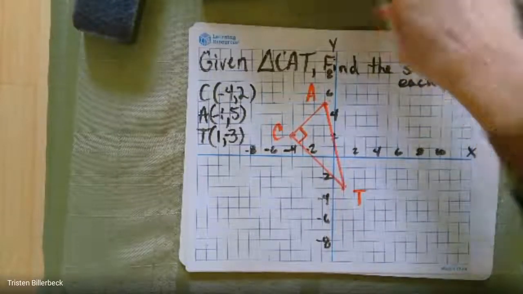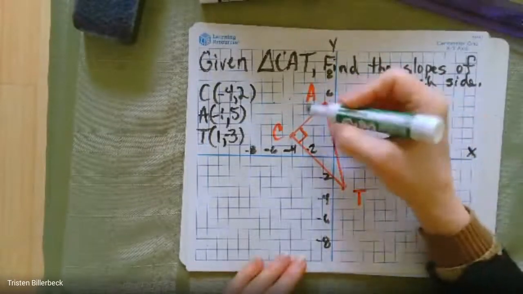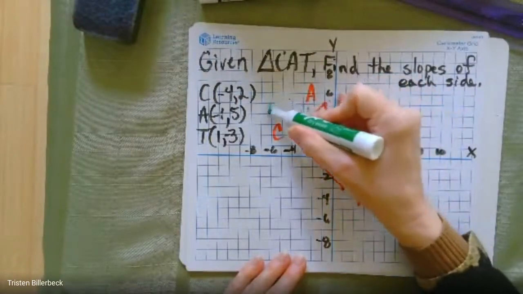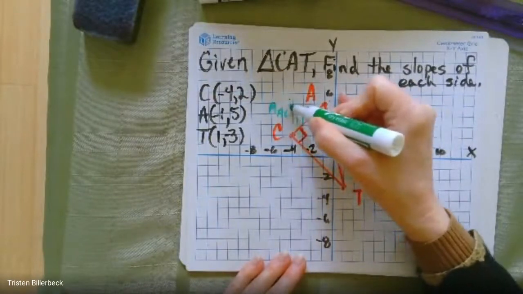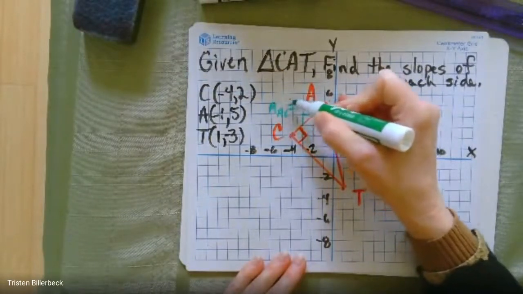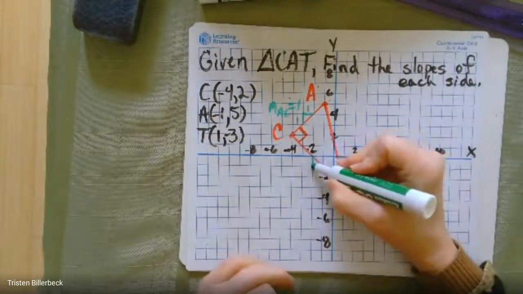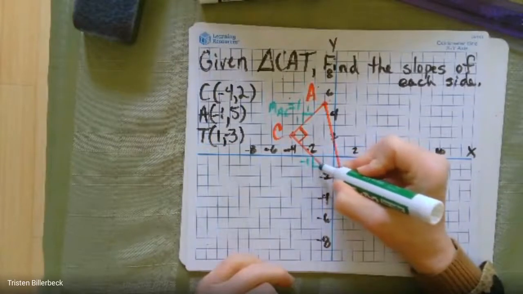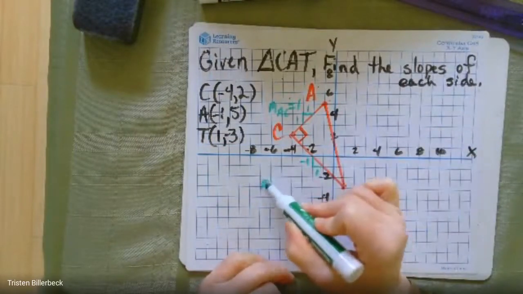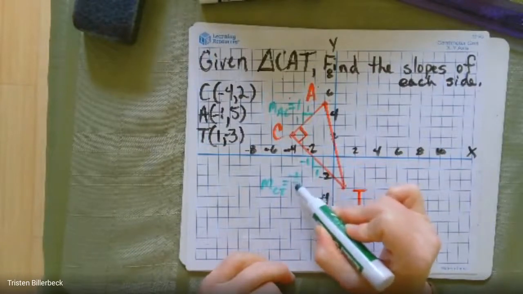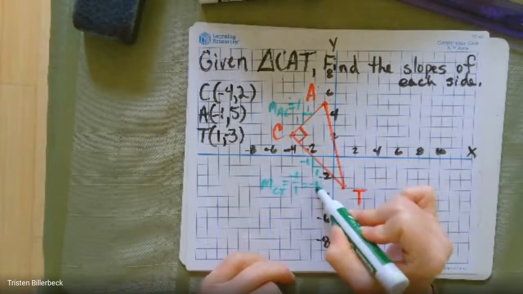So we're going to do it by counting. We're going to rise 1, run 1. So our slope AC equals 1, because a rise of 1 over a run of 1 is 1. This one, we are doing a rise of -1, run of 1, and our slope CT is -1 over 1, which is -1.